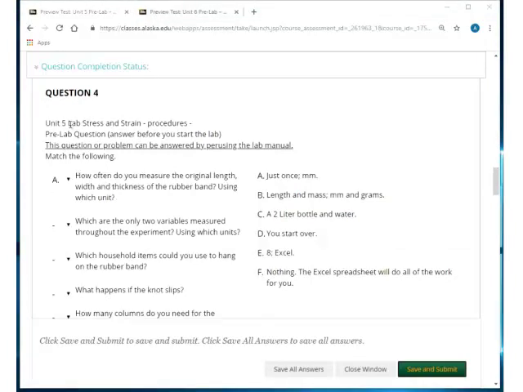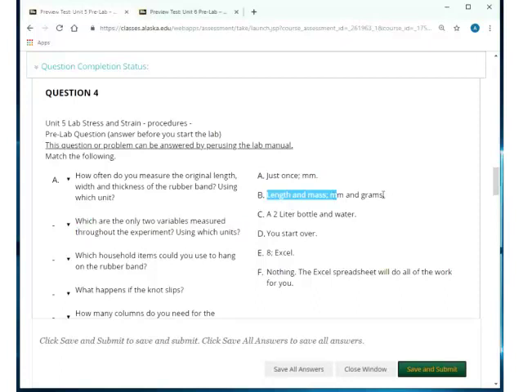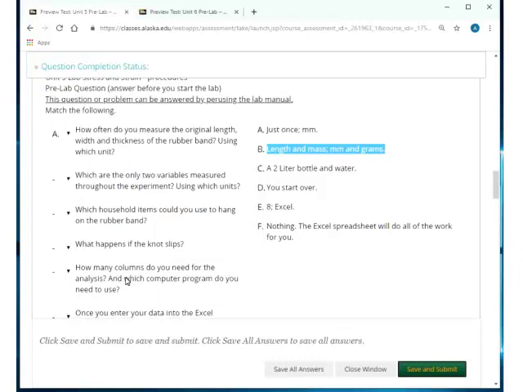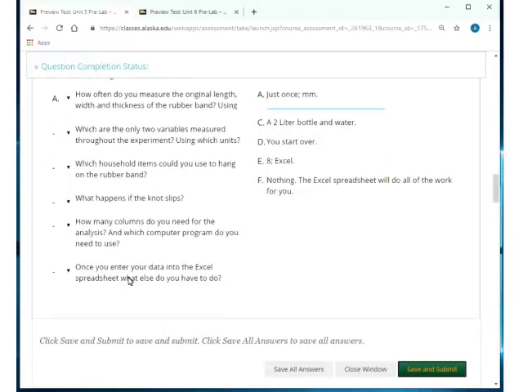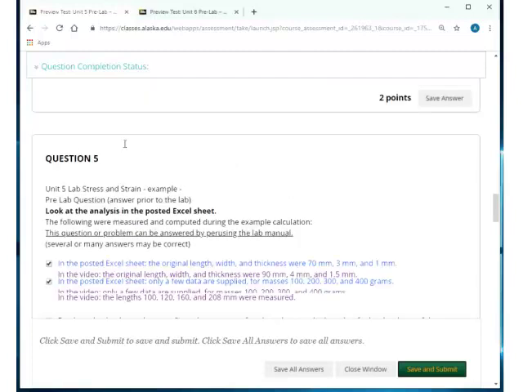How often, and here for stress and strain, again, you have to look at the procedures in the lab manual. How often do you measure the original length, width, and thickness of the rubber band using which unit? You measure each of them just once in millimeters. Which are the only two variables measured throughout the experiment? Using which units? Length and mass, millimeters, and grams, and so on. They should be in the correct order, and again, I want you to read through the lab manual.